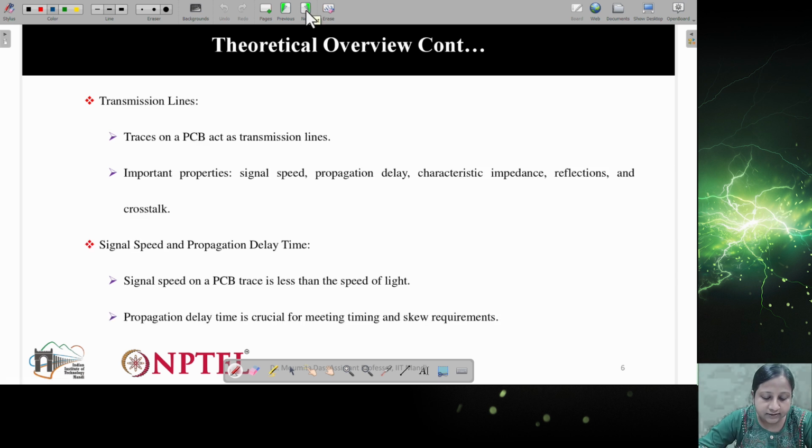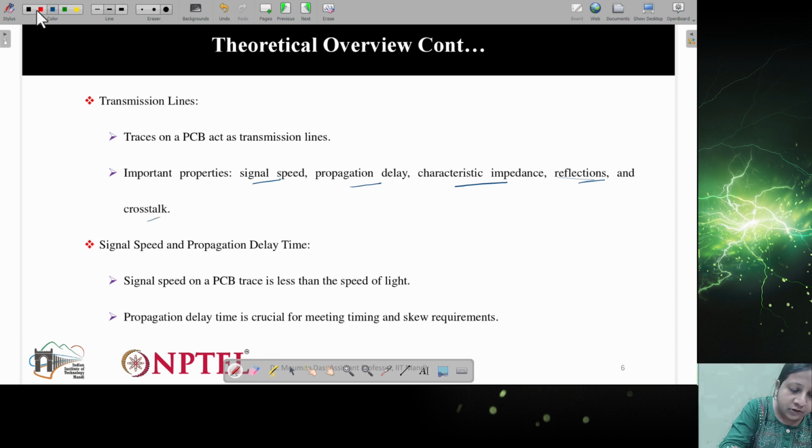Then third is the transmission lines. Traces on a PCB act as transmission lines. It is not the power line, it is the transmission line of the PCB. Whatever line you are drawing in the PCB, that is a PCB transmission line. And it is the one which decides signal speed, propagation delay, characteristic impedance, reflections and crosstalk.